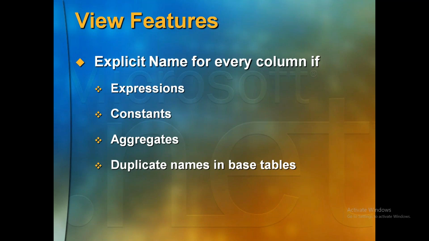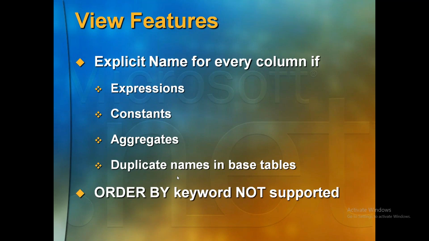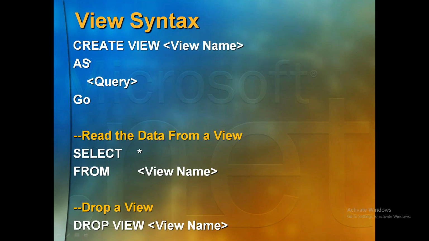Now, you need an explicit name for every column if there are expressions, constants, aggregates, or duplicate names in the base tables. Now, the order by keyword is not supported in the view. So what is a view? If you ask me, a view is created with a view name. A view is a single query. So this is the syntax. Clear? So a view is nothing but a single query only.